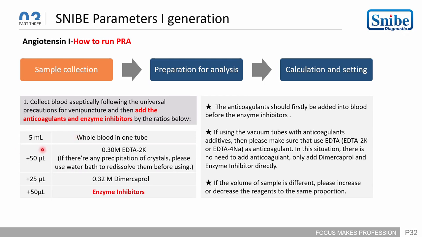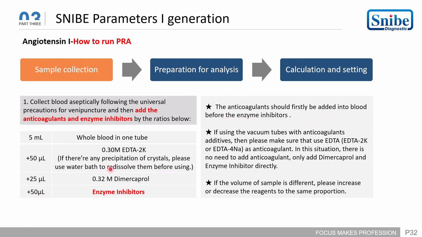the ratio below. If you are collecting whole blood in one tube of 5 ml, then you have to add 50 microliter of 0.30 molarity dipotassium EDTA to the tube. Plus, you have to add 25 microliter of 0.32 molarity dimercaprol, and then plus 50 microliter enzyme inhibitor. So the anticoagulant should be added into the blood before the enzyme inhibitor.